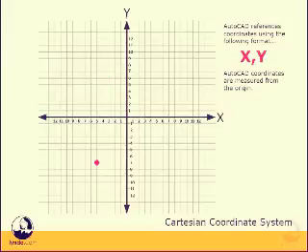Last one. We'll bring up one down here. This guy has a coordinate value of -5, -7. He's -5 in the x, and he's -7 in the y.